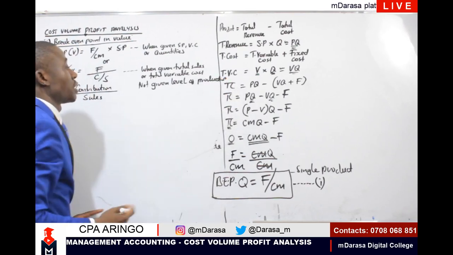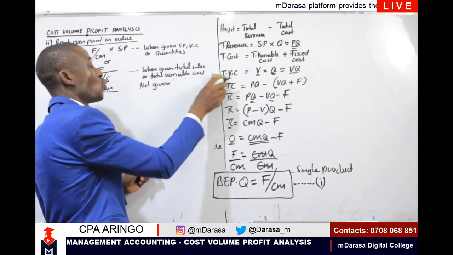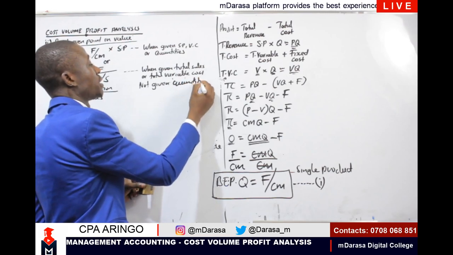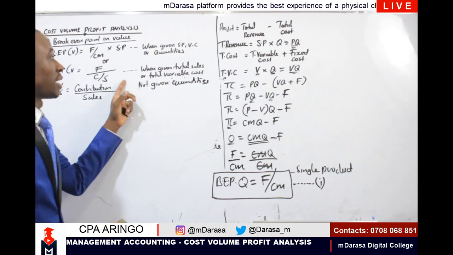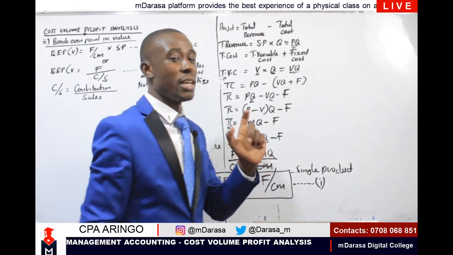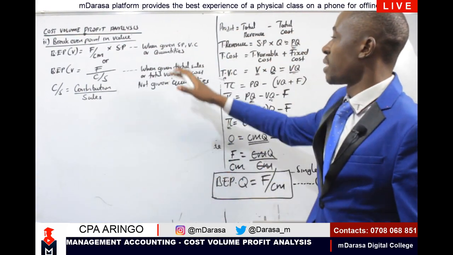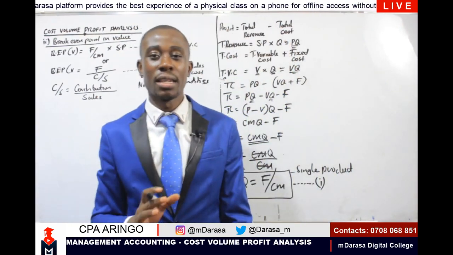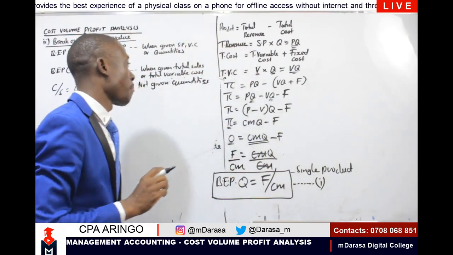Or you are not given Q. We are not given our quantity. We are not given the term as quantity, just have it as summary. We are not given quantities. So that's the best point to use that formula. So basically, you find that this is what you must always have at the back of our mind.